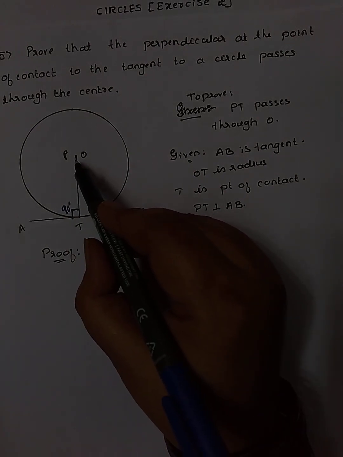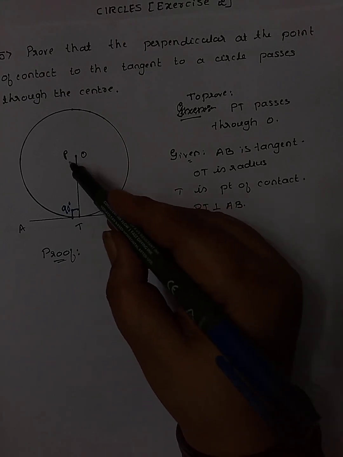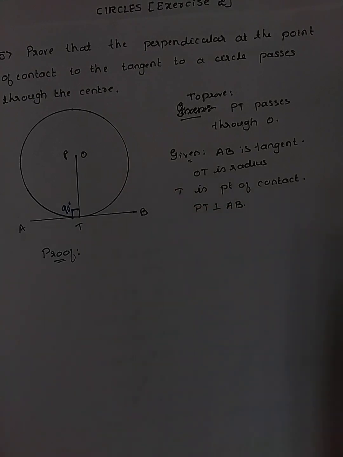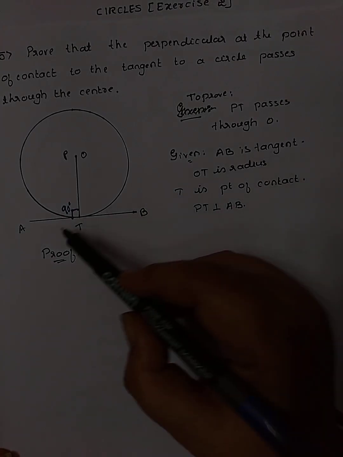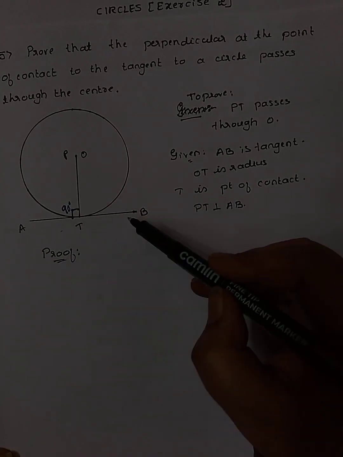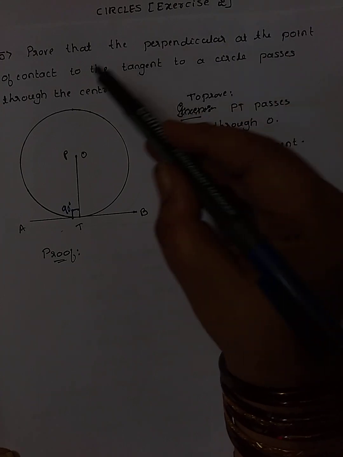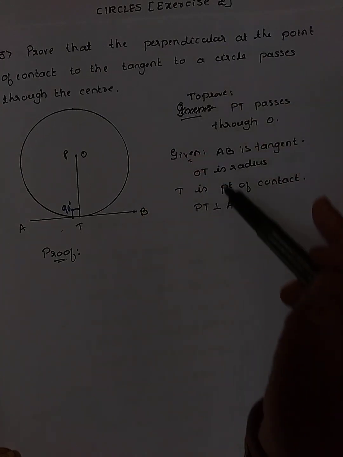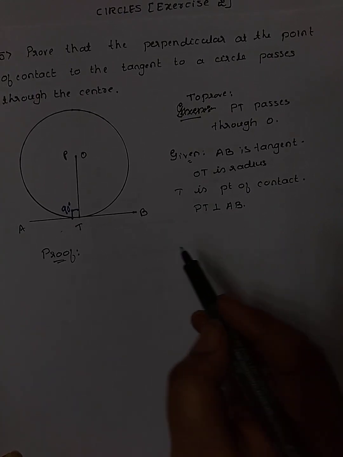So how shall we prove it? It means P coincides with O. If we prove that, then PT passes through O. So given: AB is a tangent, OT is a radius, and PT is perpendicular to AB. It is given that the perpendicular at the point of contact is to the tangent, that is PT is perpendicular to AB. So how shall we prove it?